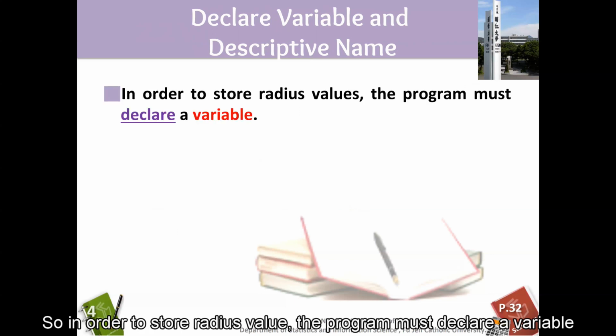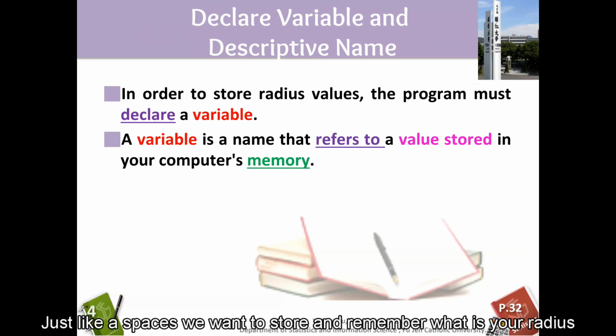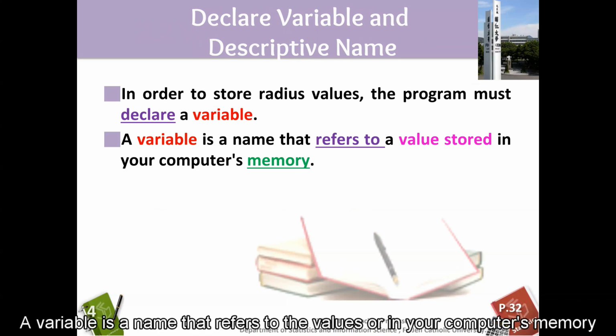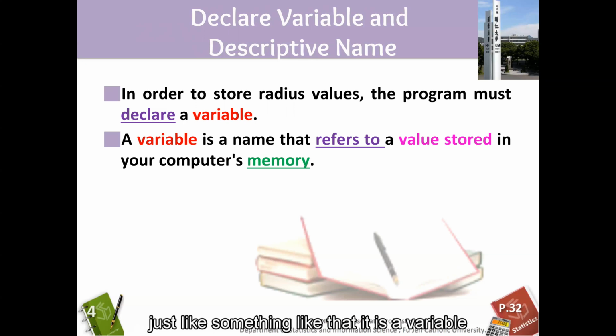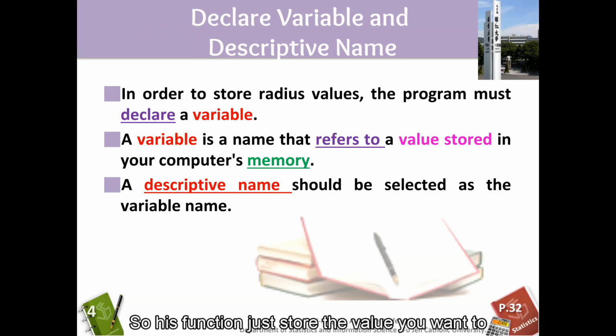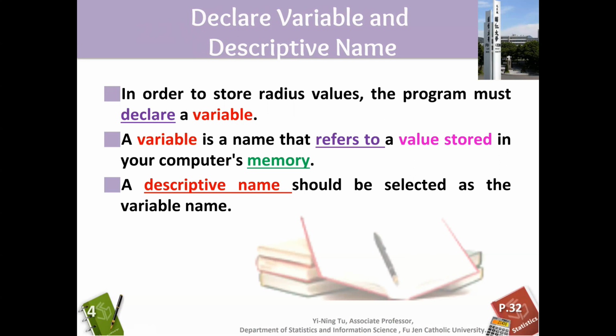In order to store a radius value, the program must declare a variable. Just like spaces, we want to store and remember what the radius is. A variable is a name that refers to the value stored in your computer's memory. As we mentioned before, we write x equals 1, x equals 2, something like that. It is a variable. Variable means your value can change. When you assign a different value to a variable, the value of the variable will change. Its function is just to store the value you want to keep in your computer's memory.